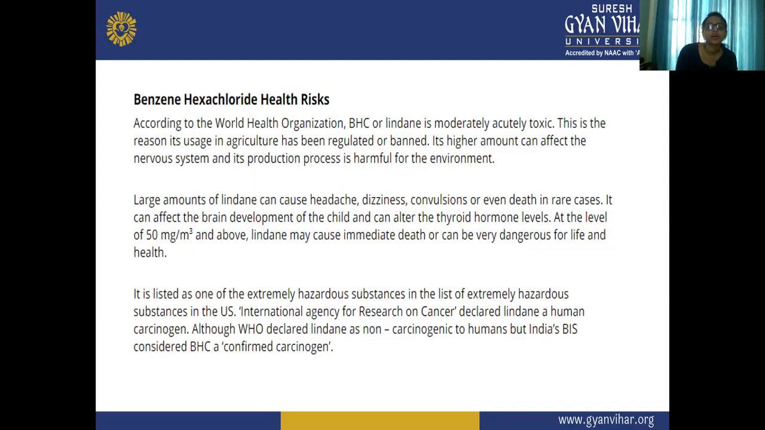Levels above 50 mg per m3 of lindane can also cause immediate death, and it can be dangerous to life and health. It is listed as one of the extremely hazardous substances in the US. The International Agency for Research on Cancer declared lindane a human carcinogen. So it is listed as a carcinogen in the USA.